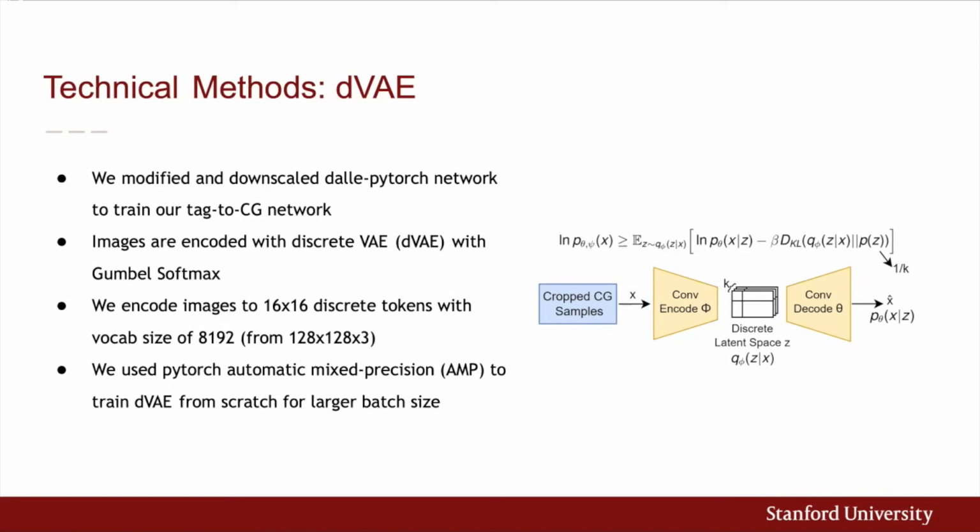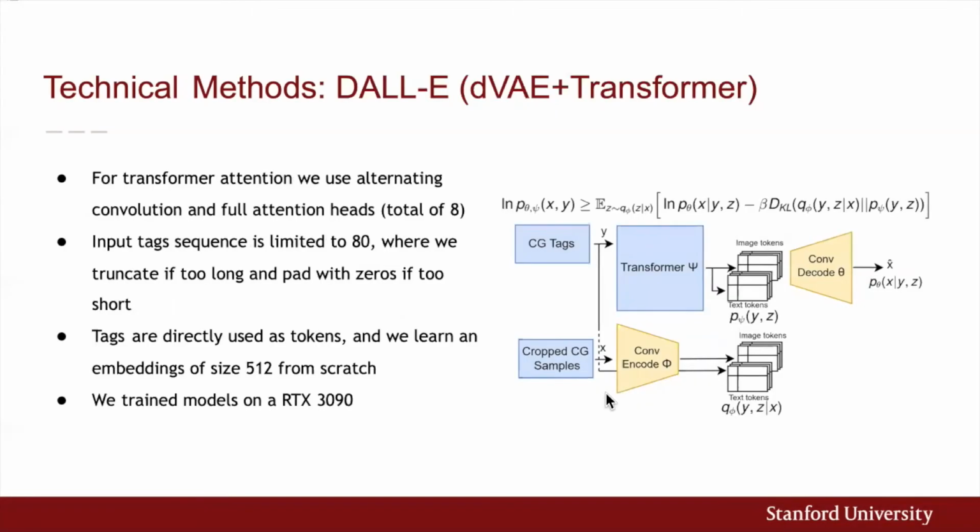We use a PyTorch automatic mixed precision technique to train the DVAE to increase our batch size. After training the DVAE, which is the encoder and decoder architecture, we need to connect the data space and the decoder to a transformer in order to convert the text to image.